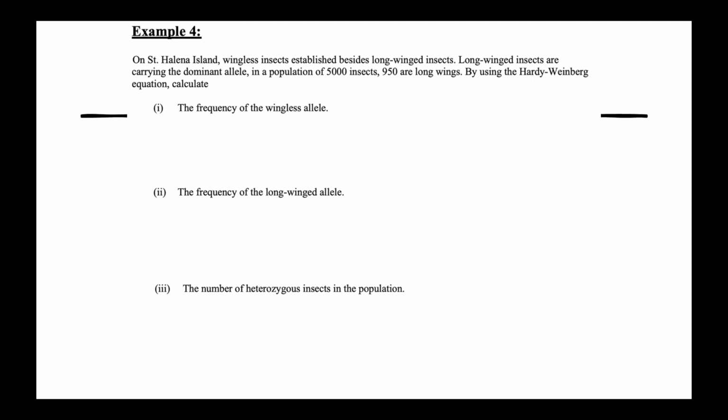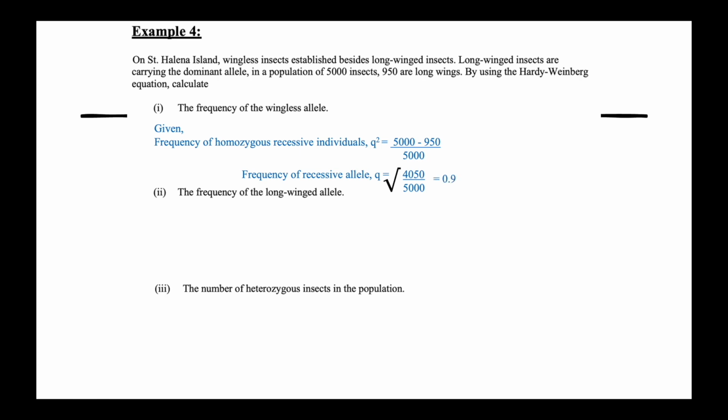Since we know that having long wing is a dominant trait, and there are 950 individuals with the dominant trait, meaning the rest are individuals who are homozygous recessive, or wingless. From here, we can find the frequency of homozygous recessive individuals, q square, which is 4050 over 5000. From q square, we can find q, or the frequency of the recessive allele, simply by finding the square root of q square, giving us the value of 0.9.